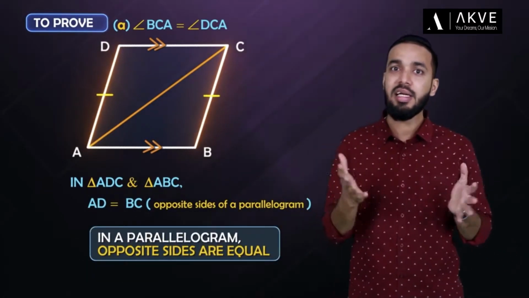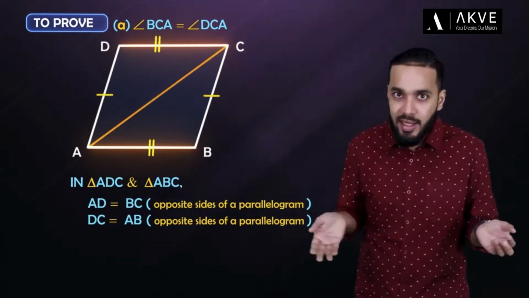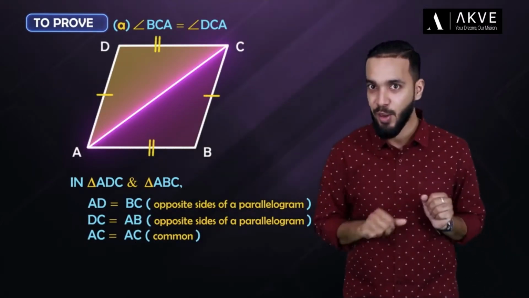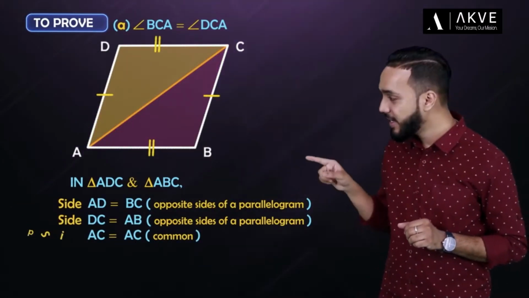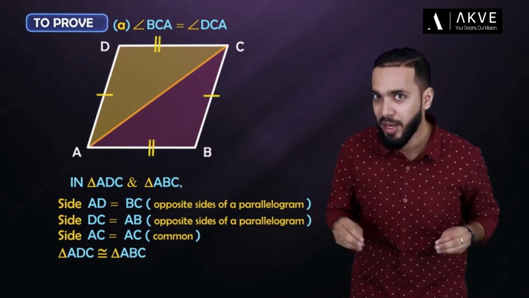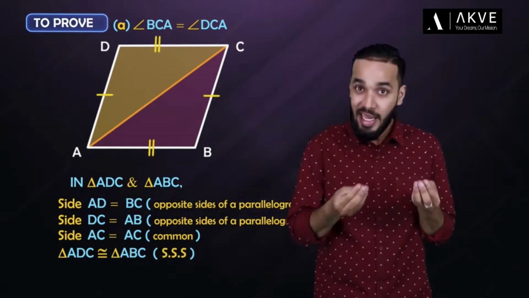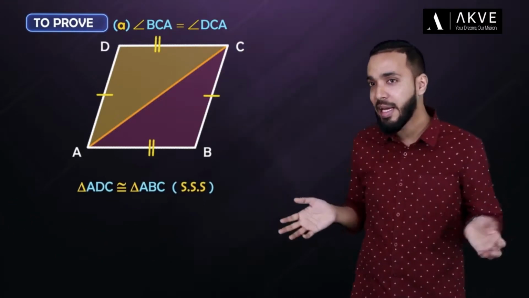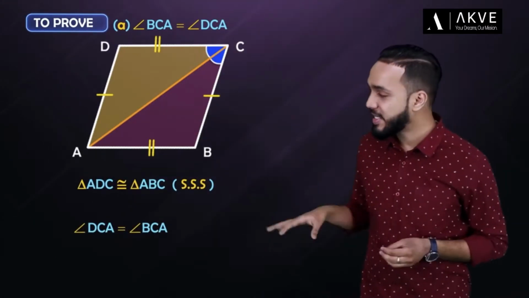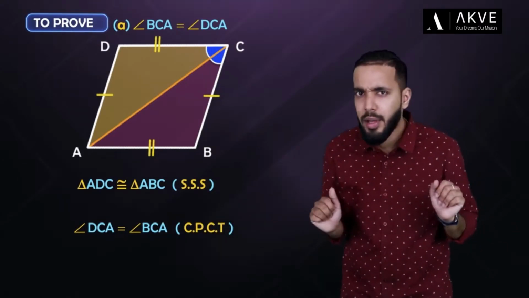So, following the same property, DC is equal to AB, and then AC is equal to AC because it's common in both the triangles. So, side, side, side. Thus, triangles ADC and ABC are congruent by the SSS criterion. Then it's easy to conclude that angles DCA and BCA are equal because they are just the corresponding parts of congruent triangles. Wait a minute.